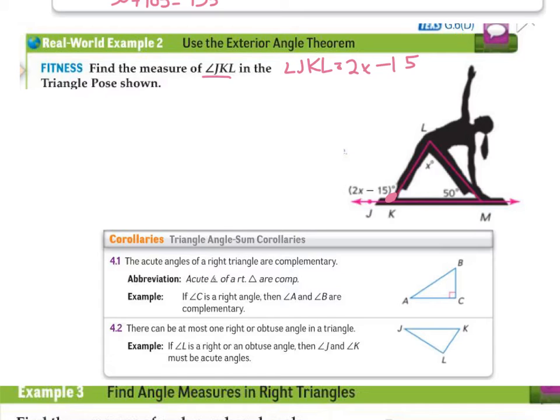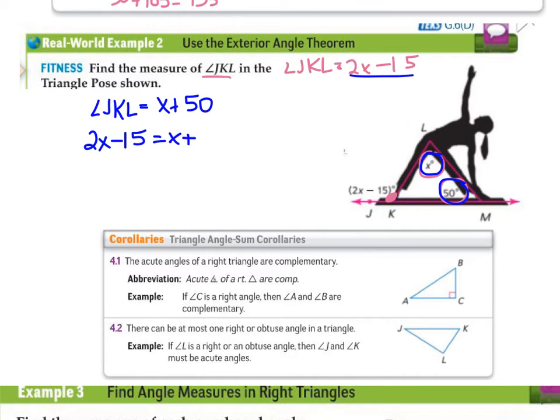And then we also know, because of the exterior angle theorem, this angle and this angle have to add together to give us this angle. So substituting that in, we know JKL is equal to, remember, these two remote interior angles, so x plus 50. We know that JKL is equal to 2x minus 15. Now we're just going to solve for x, because in order to find out this missing angle right here, we have to solve for x first.